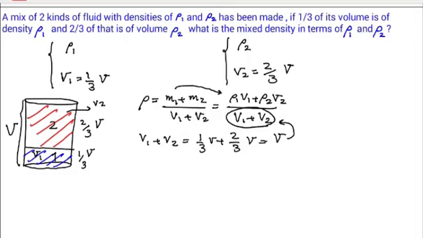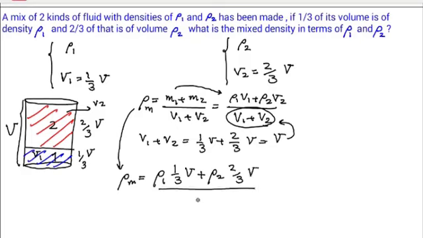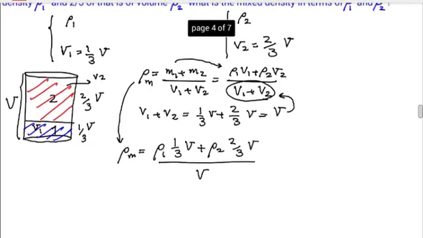and we can write the mixed density is equal to rho of 1 times 1/3 of V. Let me erase this part. Rho of 1 times 1/3 of the total volume plus rho of 2 times 2/3 of the total volume over the total volume, V, the volume of the cylinder. So as you see, we have the volume of the cylinder at the top and bottom. So the volume of the cylinder cancels from top and bottom.